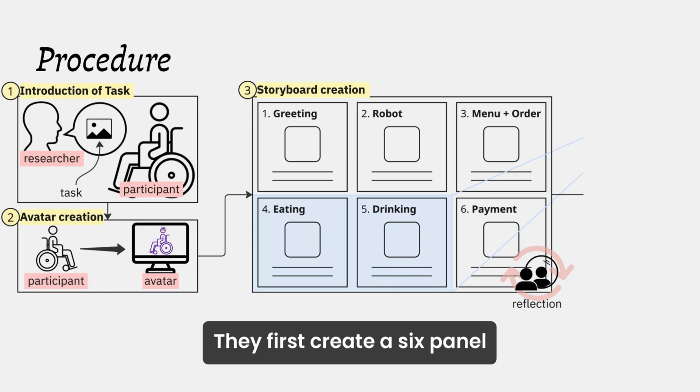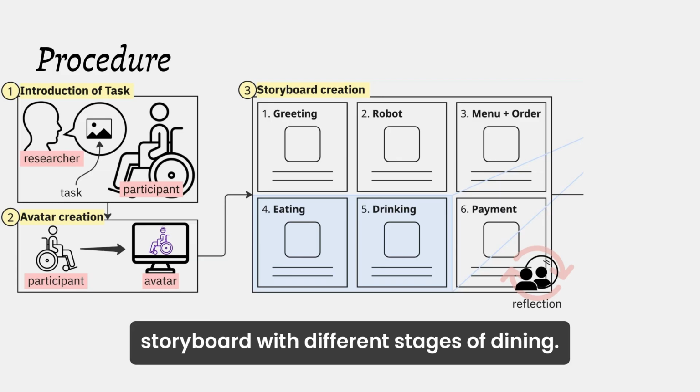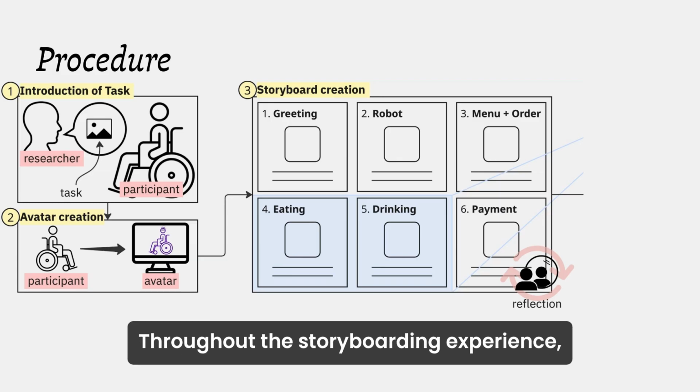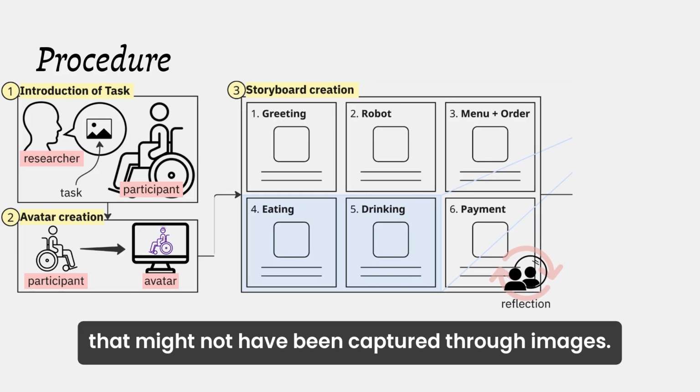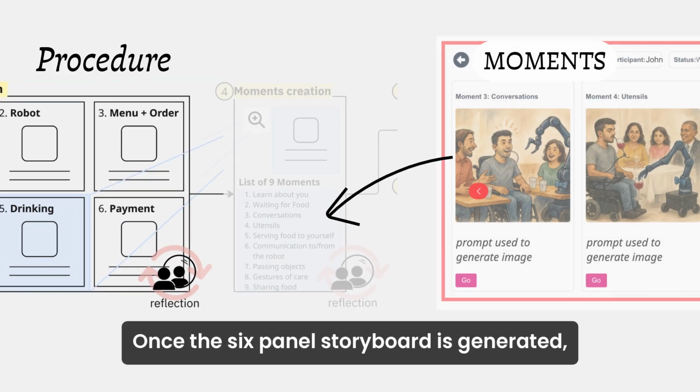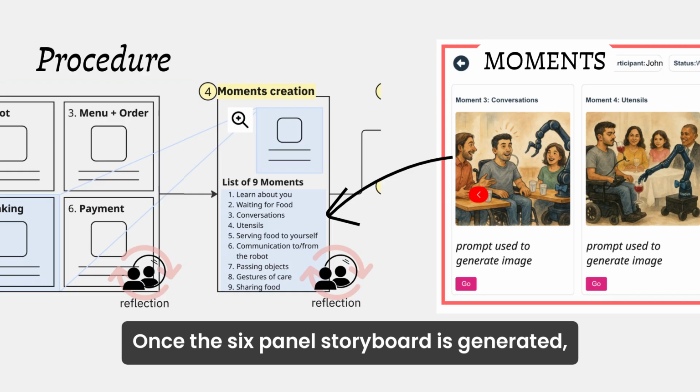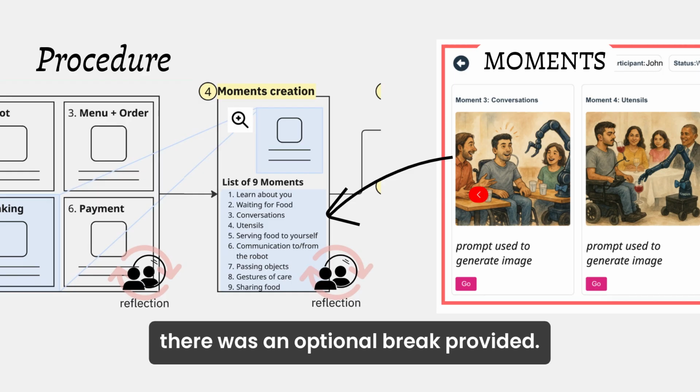They first create a 6 panel storyboard with different stages of dining. Throughout the storyboarding experience, we pose reflective questions to help with capturing ideas that might not have been captured through images. Once the 6 panel storyboard is generated, there was an optional break provided.